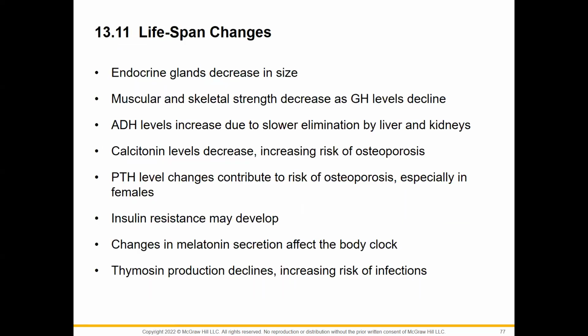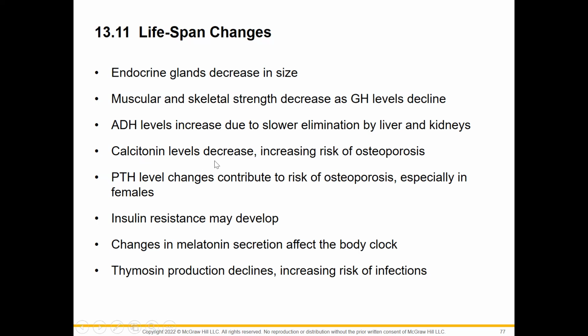So, what happens as you get older? As you get older, the size of your endocrine glands are getting smaller. They're shrinking, so that means that you're not producing as much of those hormones. That can result in the strength of your muscles and your skeletal system decreasing because your growth hormone levels decrease. Your ADH levels will increase, so that person is eliminating waste and fluid more slowly by the kidneys and liver.